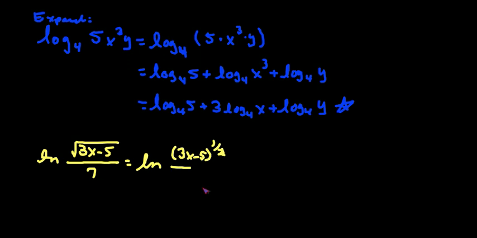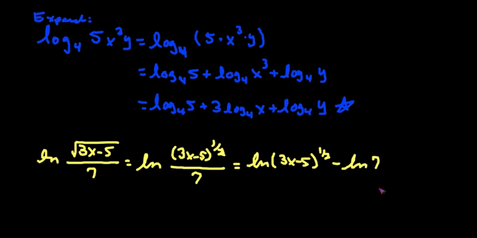Now if you remember by our quotient property, it says division goes with subtraction. So we can have our natural log of that value on top, 3x minus 5 raised to the 1/2 power, subtract natural log of 7. And we can take this one more step, again by swinging my exponent out front, and I can get 1/2 times natural log 3x minus 5 minus natural log of 7.